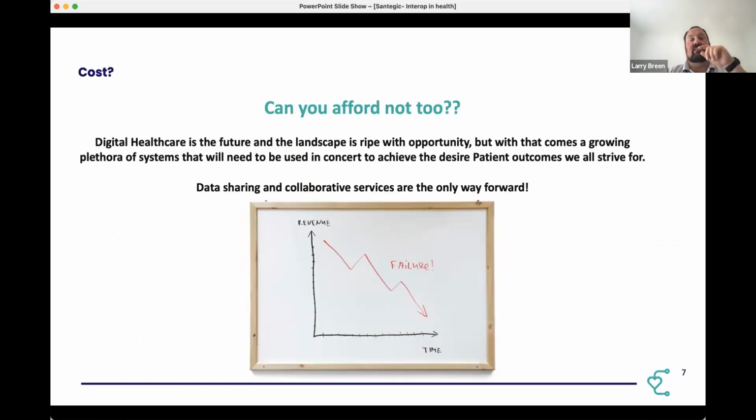Final question: cost. Simply put, can you afford not to do it? If you want to play in this space, if you want to be part of the healthcare market, you're going to have to embrace this. It doesn't have to break the bank.